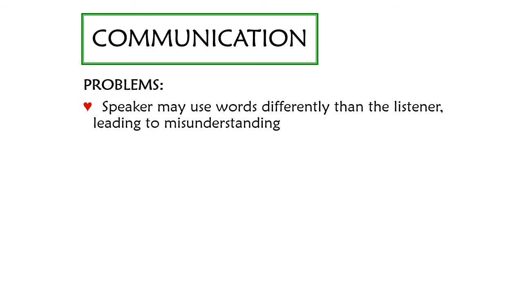For instance, the speaker may use words differently than the listener, and this might lead to a misunderstanding. So when a couple is communicating, one member of the couple may say something and the other person may interpret it or misunderstand it as something different. And when that happens, there tends to be an escalation of fights, of hostility, and a breaking down of relationship satisfaction and commitment.